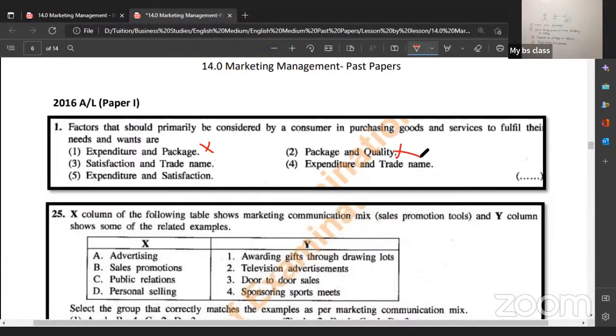Satisfaction and the trade name. So trade name, yes, trade name is kind of a good thing, but you know the price should be there. Right? So then I would say yes, the expenditure and the satisfaction. The cost and the satisfaction, that is where it will bring you a value.